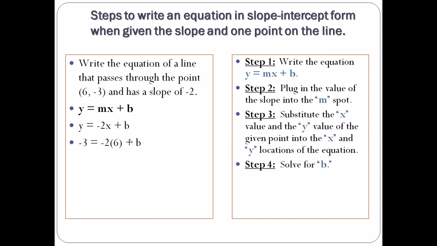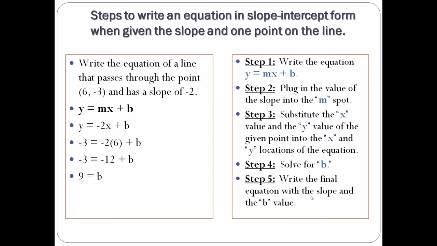Okay, I need to get b alone, so I need to get rid of this. So I probably should do negative 2 times 6, so I get my negative 12. I still need to get b alone, and this is a negative 12. So the opposite of a negative 12 is to add 12, and negative 3 plus 12 is 9. So what does that mean? That means b is 9. Well, what's b? That's the y-intercept. That's where the line's going to cross the y-axis.